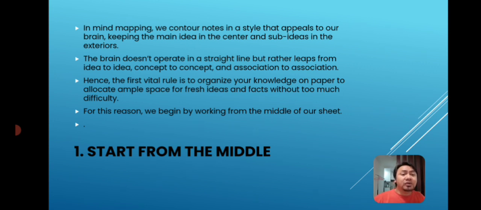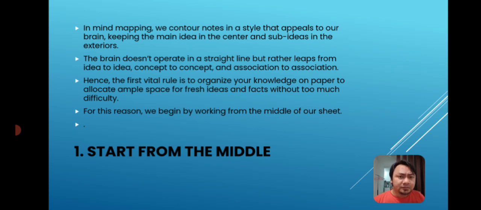In mind mapping, we organize notes in a style that appeals to our brain, keeping the main idea in the center and sub ideas in the exterior. This is because the brain doesn't operate in a straight line, but rather leaps from idea to idea, concept to concept, and association to association. That means when we think, we do not think in a straight line, in a sequence. No, we jump from this idea to that idea and this point to that point. So it's important for us to bring the point that we would like to expand to the center.